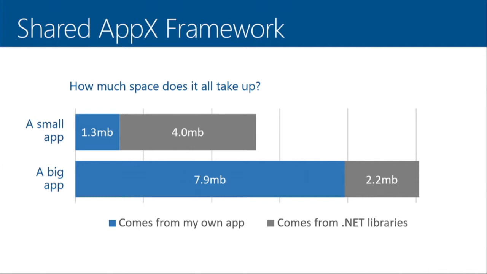A customer came to us with a bigger app. His app was 7.9 megabytes from his code and the third-party things he referenced, and then 2.2 megabytes was how much of CoreFX was left behind after the global optimizer had stripped out the stuff he wasn't using. Can't we do anything about that?